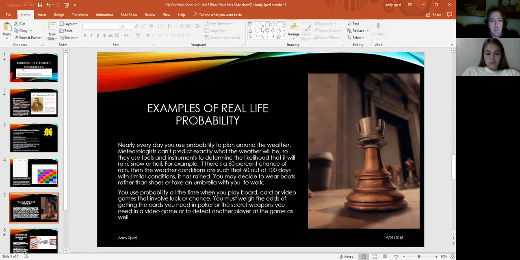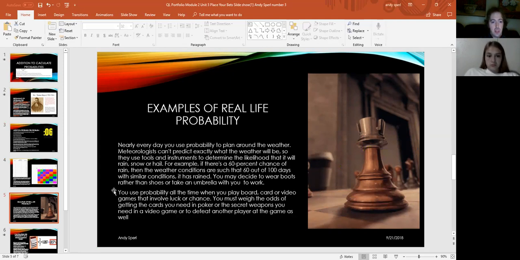Nearly every day you use a probability to plan around the weather. Now, meteorologists cannot predict exactly what the weather will be, so they use tools and instruments to determine the likelihood that it will rain, snow, or hail, for example. If there's a 60% chance of rain, then the weather conditions are such that 60 out of 100 days with similar conditions it has rained. You may decide to wear boots rather than shoes, or take an umbrella with you to work. That is one probability that you use every day.